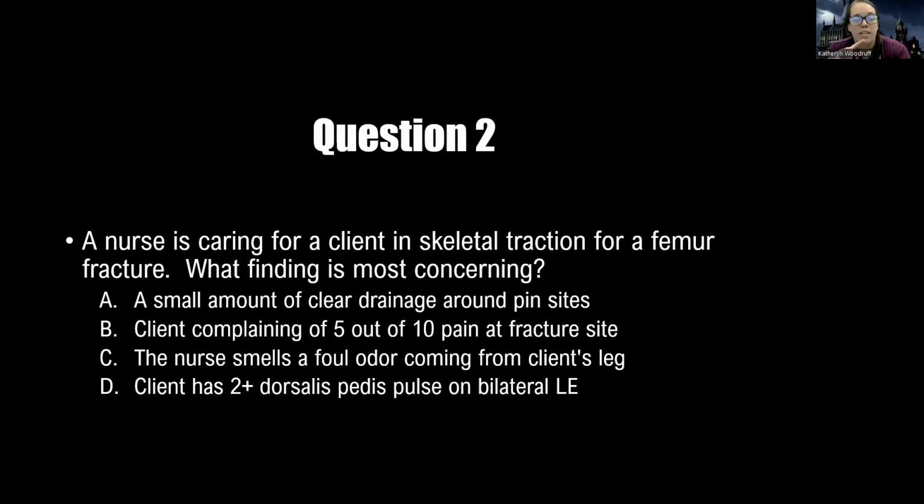Is it that they're having 5 out of 10 pain or that there's this foul odor, possible infection? I might need to do something about their pain, but immediately I need to act if there is an infection. They could have 5 out of 10 pain, that's expected. It's not severe. It's not new, different, or worsening. But a foul odor, there's absolutely no reason for a patient to have that. So I need to take action right now. So C is the correct answer.